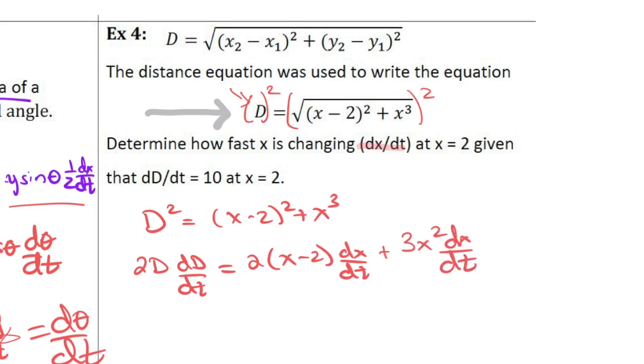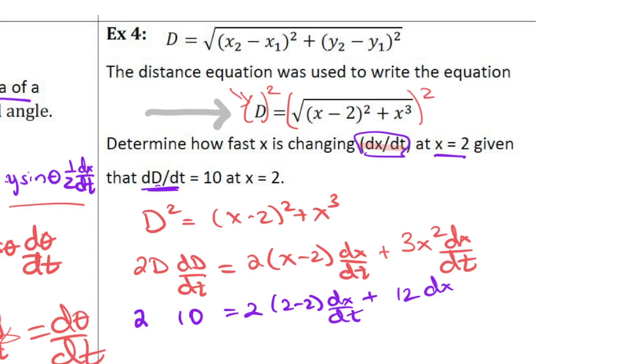All right, now let's recap. We want to find dx/dt when x is 2. But we also know that dD/dt is 10. Okay, so let's fill some information in. We have 2. I don't know d. We'll come back to that. dD/dt is 10 equals 2. x is 2. Oh, so this is 2 minus 2. That's convenient. Plus 12 dx/dt. All right, so the only thing that's missing now is d.